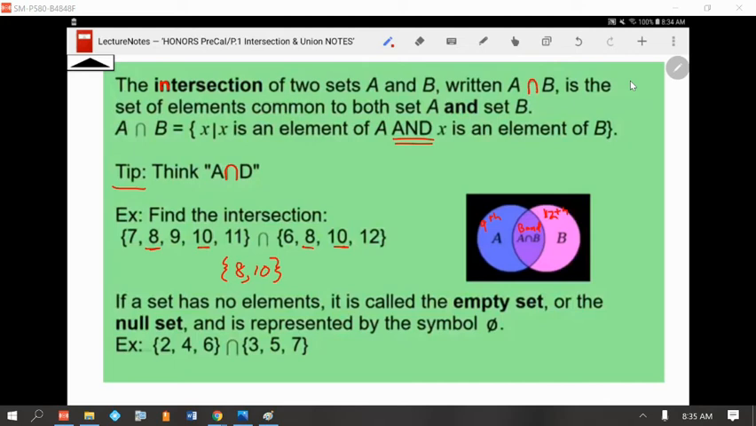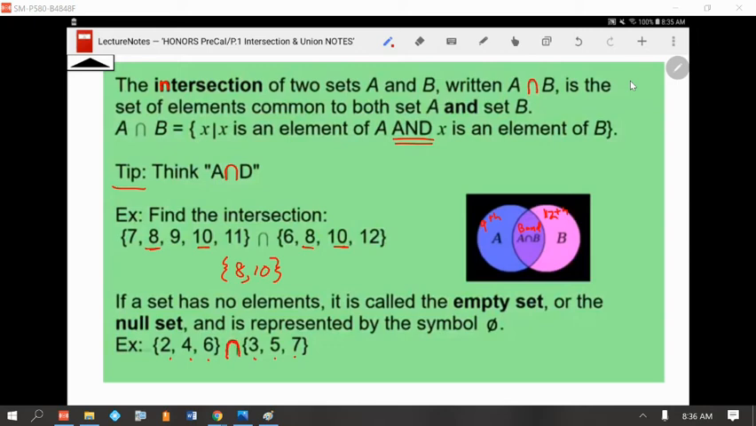If a set has no elements in it, that set is called the empty set, also called the null set. It's represented by this symbol, like a circle with a slash through it, meaning it's not there. There's nothing there. So if you think about the set 2, 4, 6 and the set 3, 5, 7, or even the set of all even numbers is set A, and the set of all odd numbers is set B. Even and odd numbers have nothing in common, right? There is no intersection.